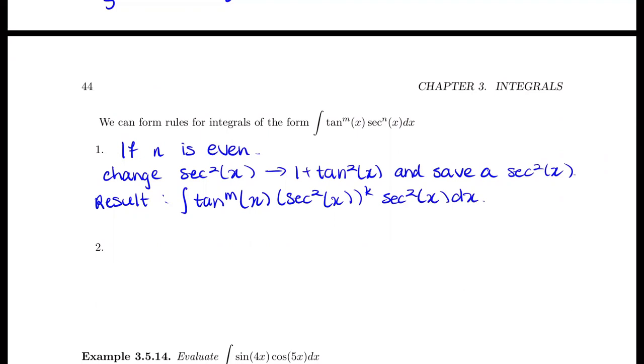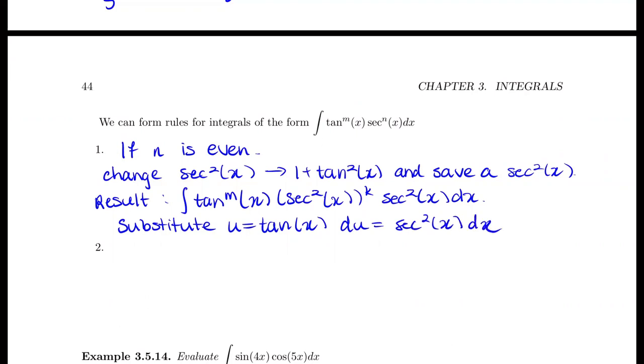Okay, so now it should be clear here that we're going to actually be substituting tan here. So we're going to substitute u for tan of x. And so that means du is going to be secant squared of x dx.